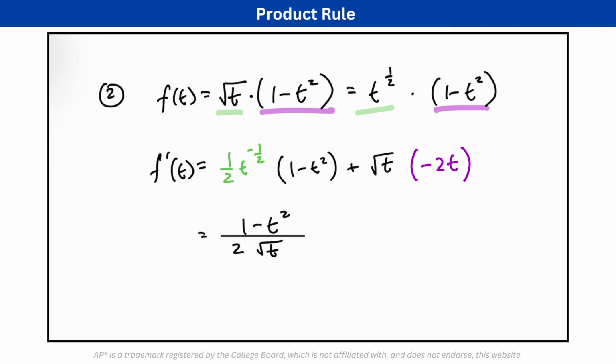So for the first term, 1 minus t squared will stay in the numerator, and then 2 square root of t will be in the denominator. Second term, I am going to put the minus up front, and then the t square root t and the t would combine together to become t to the what power? 3 to the 3/2 power.